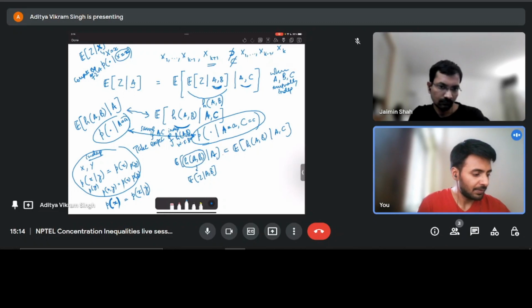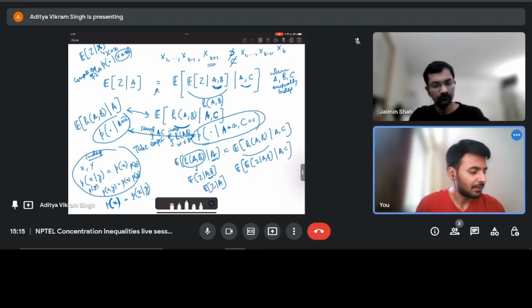And so on the left hand side you have this standard property, the tower property: given a comma b, then you're just given a, so it would be expectation of z given a. And on the right hand side you have expectation of z given a comma b, which is this h, and then expectation given a comma c, which is exactly this property here, right? Okay, so it seems like we just used independence of a and c, but why independence of b as well?